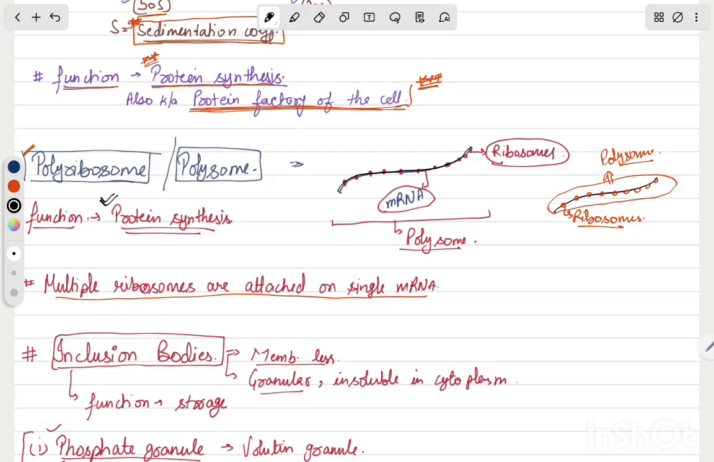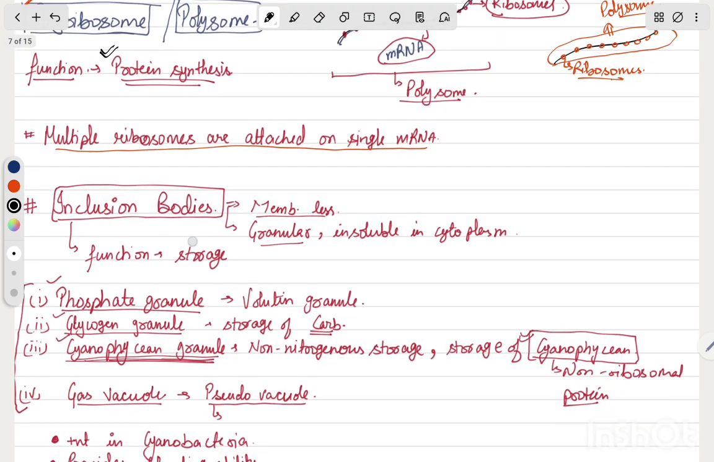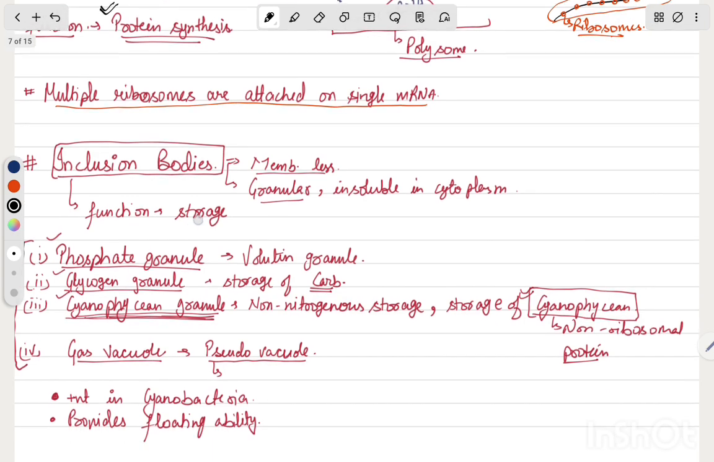The function of ribosome is protein synthesis, and the function of polysome is also protein synthesis. Next structure is the inclusion body. Now what are inclusion bodies? Inclusion bodies are present in prokaryotic cells. Instead of inclusion bodies, eukaryotic cells have microbodies. So that is the difference between prokaryotic cell and eukaryotic cell.